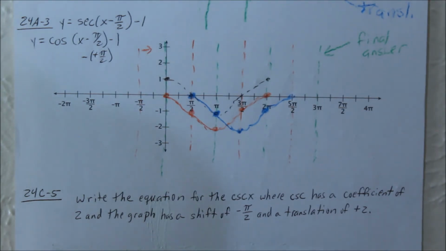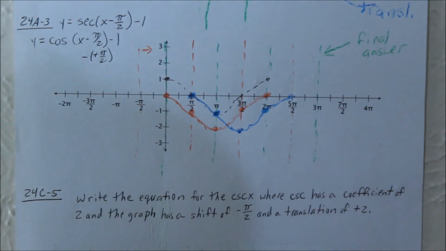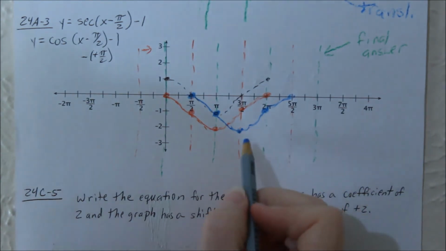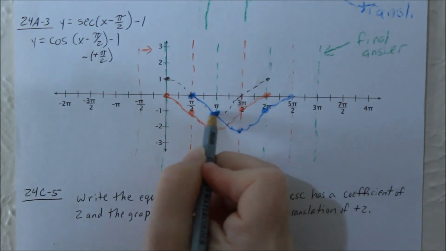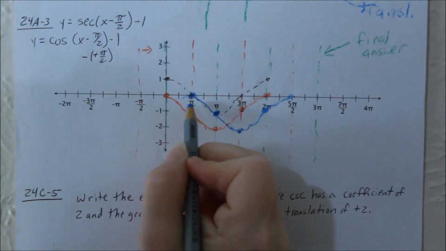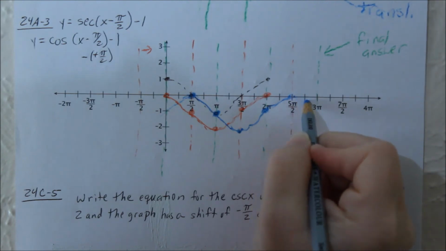I'm not done. I made all the changes to the graph in cosine, but now I've got to turn it into secant. Secant just means it's the reciprocal, or the opposite, of what this curve looks like. If I continue this blue curve on, it would do something like that, and this would go somewhere like that.